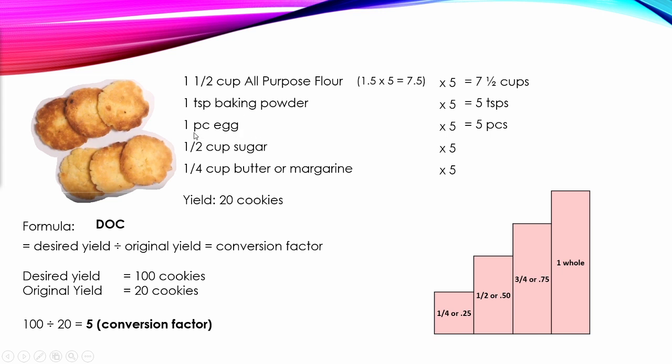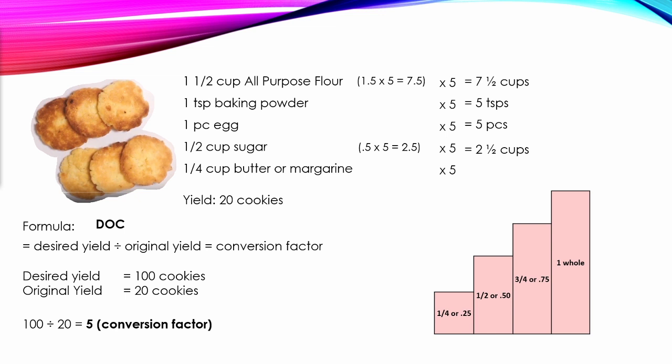Now for the 1/2 cup of sugar, remember that 0.50 is still equivalent to 1/2. So we will use this. 0.5 multiplied by 5 is equivalent to 2.5. And now again, we have to convert our ingredients to logical measurements. And like what I said earlier, there is no 0.5 in our measuring cups, but we do have 1/2. So our 2.5 cups of sugar will now become 2 1/2 cups of sugar.